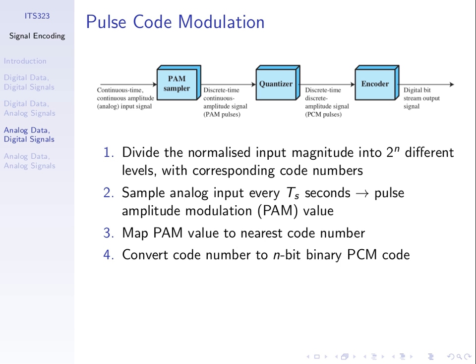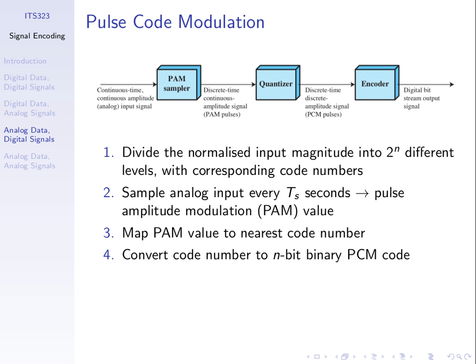PCM, pulse-code modulation, it's a codec. It's a way to convert our analog data to digital data, our continuously varying audio, for example, into bits. And what we do is we take samples at regular intervals in time, and each sample we measure the magnitude of the input and map it to a code number, which is this block of the quantizer.